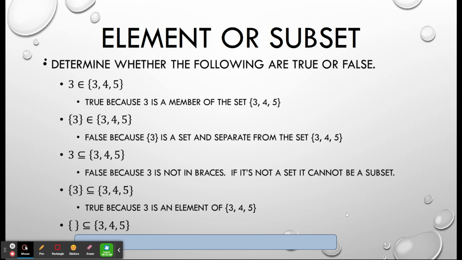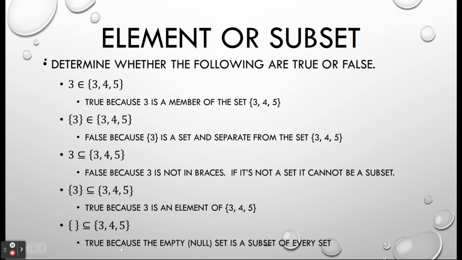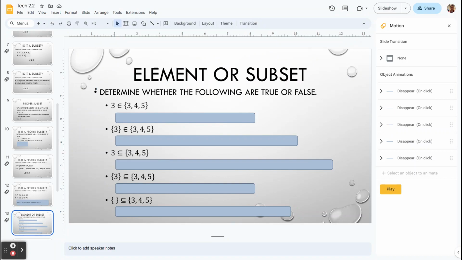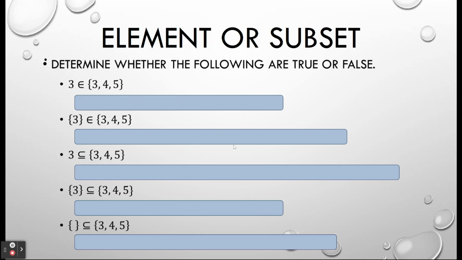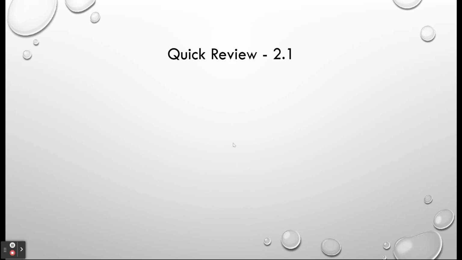And then last but not least, the empty set, that's what that means, is a subset of every set, including {3, 4, 5}. Well, it is because it's the null set or the empty set. When you see the braces with nothing inside, we call that the null set, and that is a subset of every set. So even though you have {3, 4, 5}, the null set is going to be part of that. Okay, so hopefully that helped a little bit.